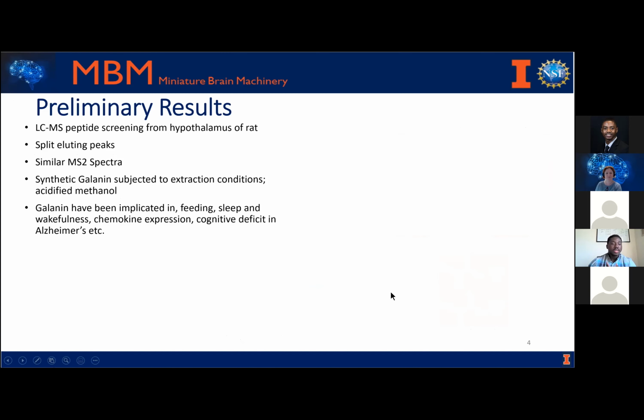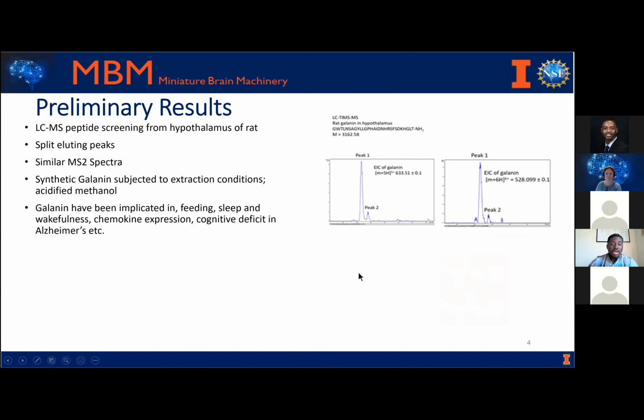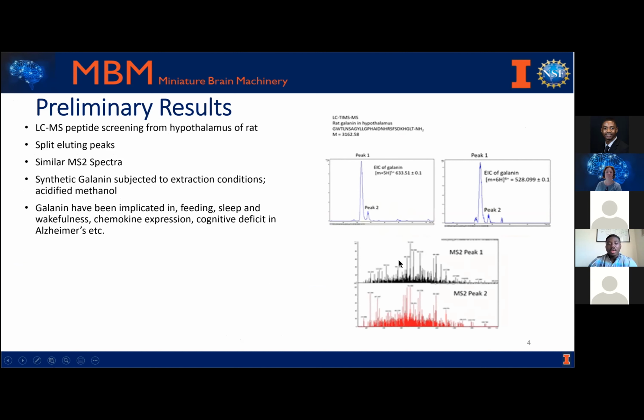By employing these techniques on an extract from the hypothalamus of rats, we observed that galanin, which is a peptide that is implicated in feeding, sleep, and wakefulness and other activities, has a split eluting peak, as you can see from the extracted ion chromatogram right here, that it has two peaks at slightly different retention times. And when we look at the tandem MS for these two peaks, they have the same tandem MS, meaning that they come from the same precursor ion.